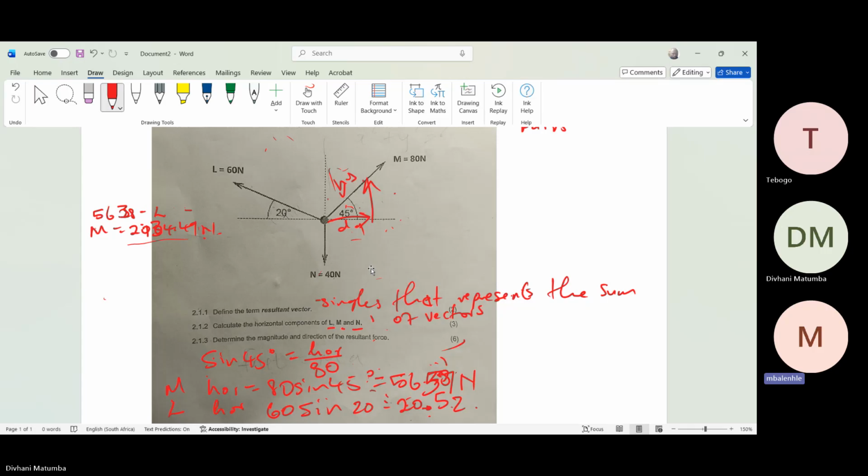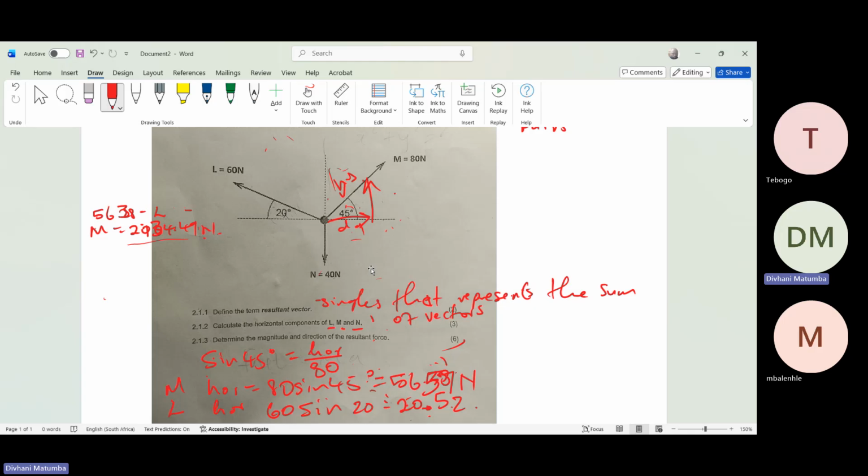Why 0? Because it does not have a horizontal component. That force won't affect the horizontal forces, because that force is strictly vertical. It is not tilted. So if it's not tilted, it does not have a horizontal component. It only has a vertical component. It does not have an angle. Does it have an angle? No. Therefore, it won't have the component.